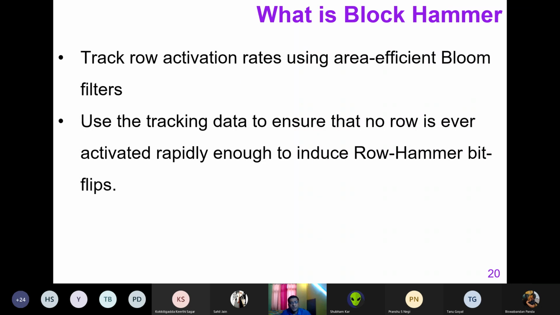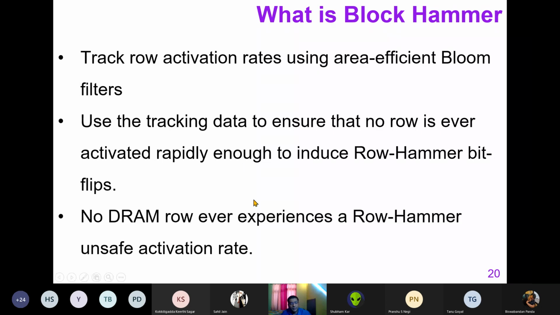Now they use this tracking to ensure that a row is never activated rapidly enough to launch an attack. Suppose 4800 activations are required for a row to launch an attack; with this kind of methodology they do not allow 4800 activations to happen. So that means it's prevention by design, the memory controller itself is preventing this kind of attack, and no DRAM ever experiences unsafe row hammer activations.